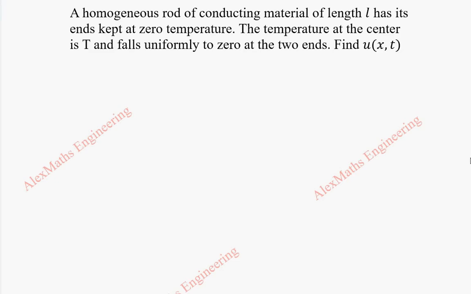In this video, they have given a homogeneous rod of conducting material of length L has its ends kept at zero temperature and the temperature at the center is T and falls uniformly to zero at two ends. So we have to find U of x comma T. So let's write the initial conditions.